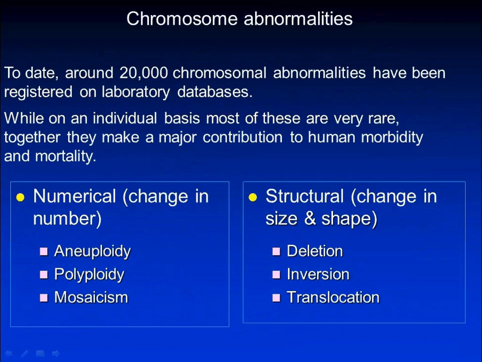Chromosome abnormalities can be divided into two groups: numerical abnormality and structural abnormality. A numerical abnormality refers to a change in the number of chromosomes. It includes aneuploidy, polyploidy, and mosaicism. A structural abnormality refers to a change in the size and shape of a chromosome. It includes deletion, inversion, and translocation.